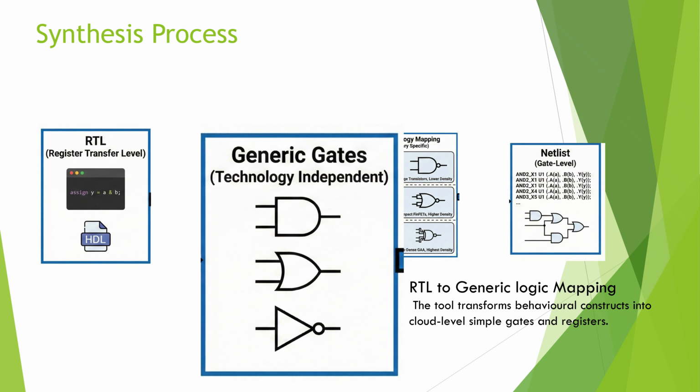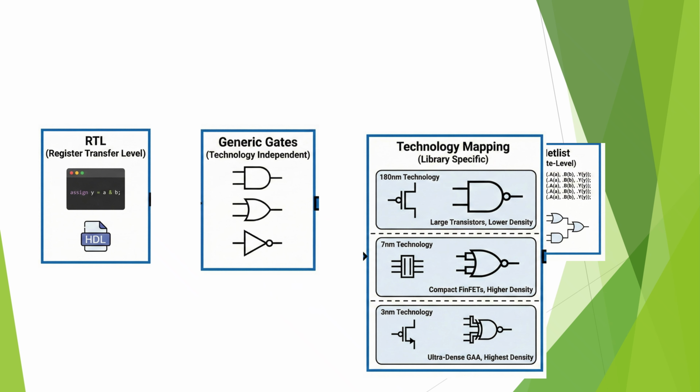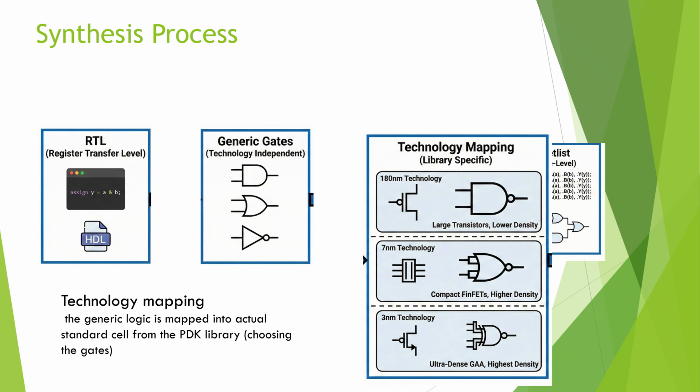Once we have generic logic, we move to technology mapping. Here, the generic gates and registers are mapped onto actual standard cells from your target library. So instead of a generic AND gate, we now pick a specific cell, like AND2 with a particular drive strength, maybe AND2 with drive 1 or drive 2, depending on the load.